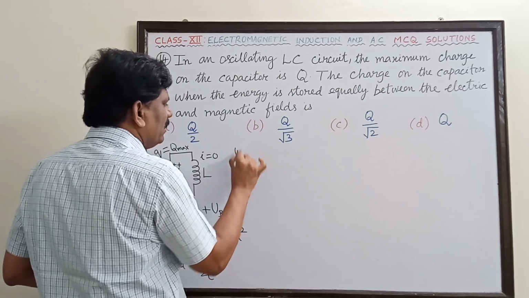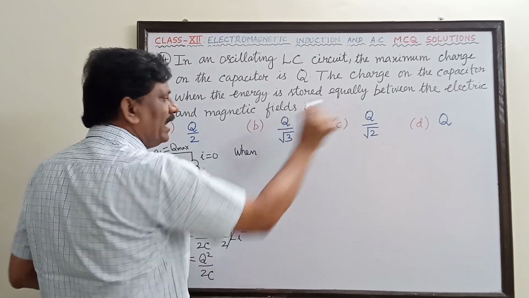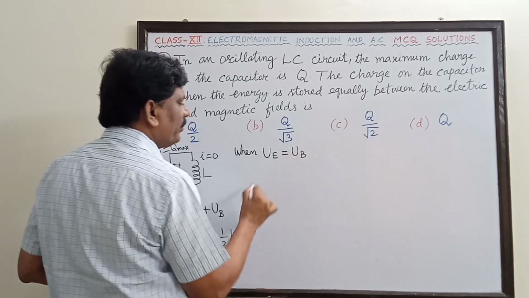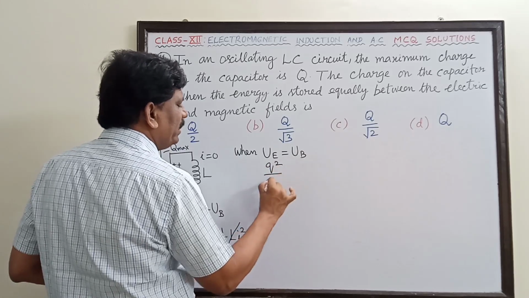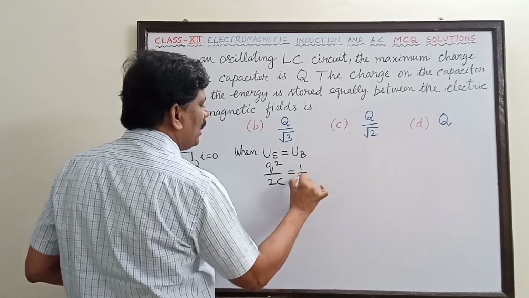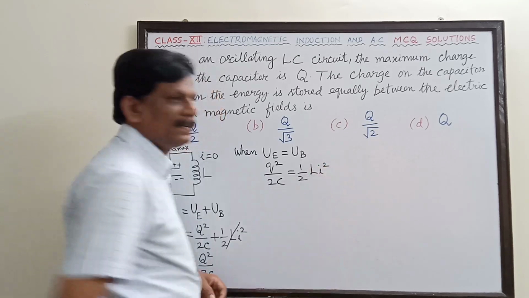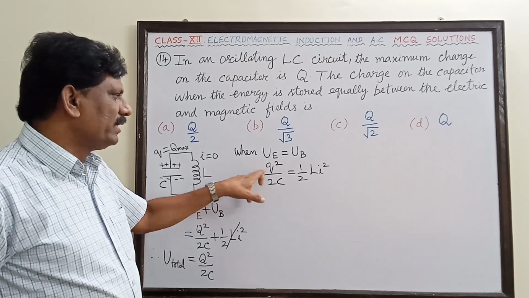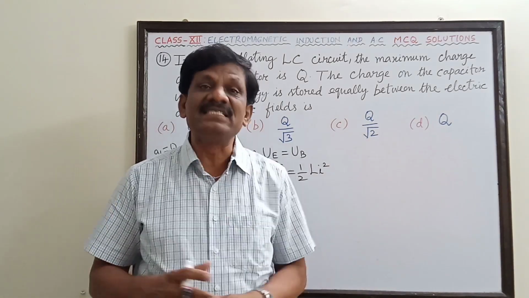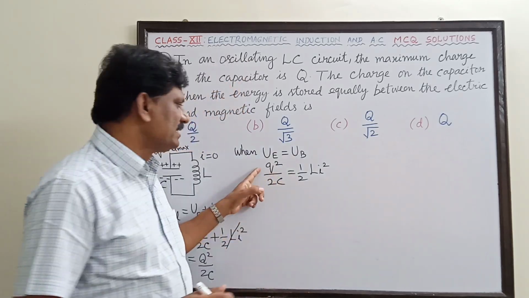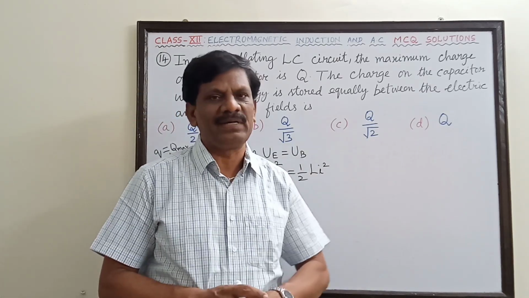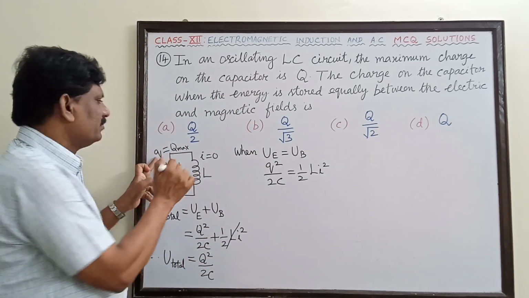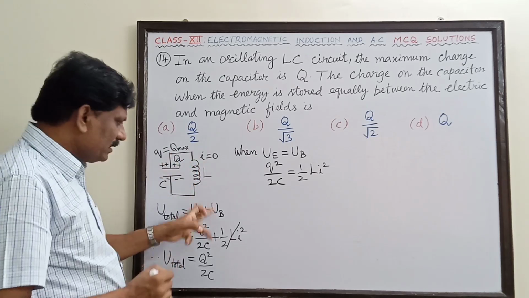Now, when both are shared equally, that is U_E is equal to U_B, q square by 2C is equal to half L i square. In this equation I have written small q because the quantity of charge will be different at different instants. Small q is the instantaneous charge stored in the capacitor. Only at the initial stage, when q is equal to Q maximum, the current will be 0.